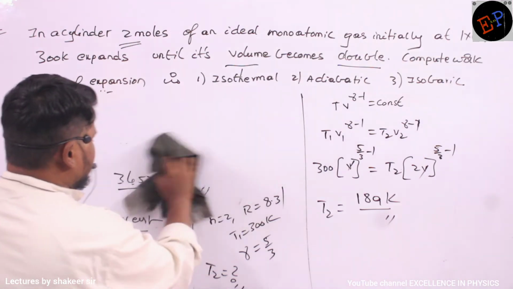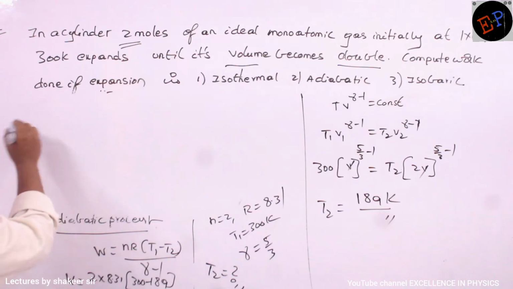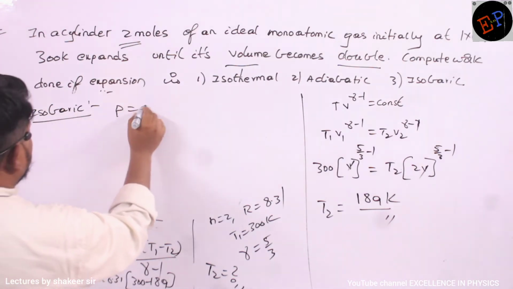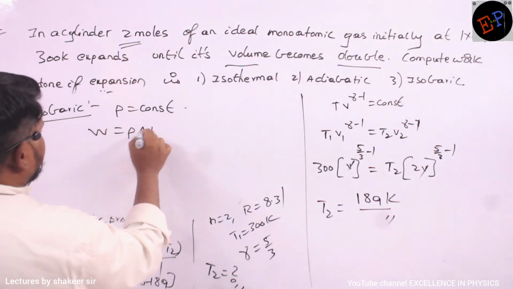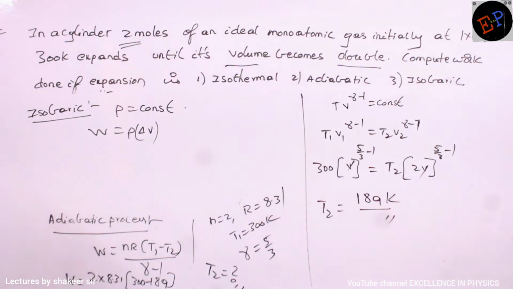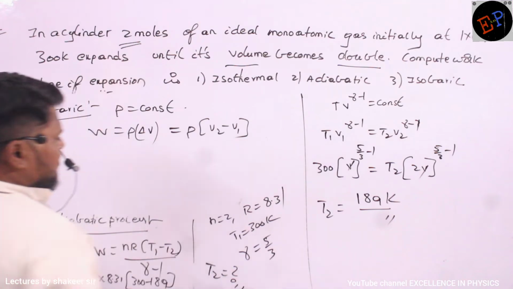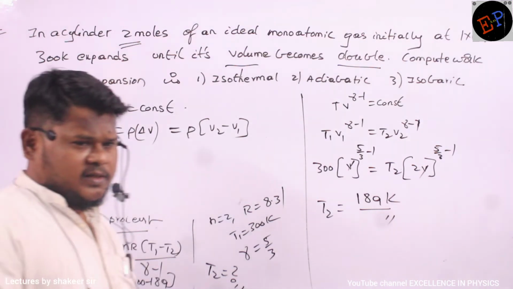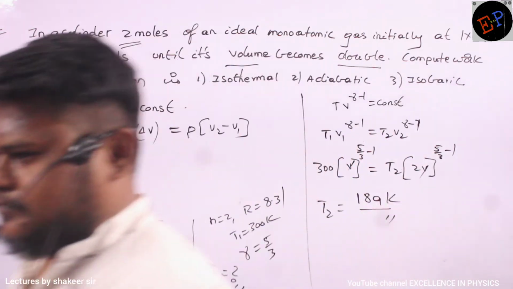Now let us see how we can calculate work done in the case of an isobaric process. What is the equation of work done in the case of an isobaric process? Isobaric means pressure is a constant. Pressure being constant indicates work done can be written as P into delta V, that is, P into V2 minus V1. But are the volumes given? Initial volume, do we know? Final volume? We don't know. Then how can I calculate the initial volume or final volume?